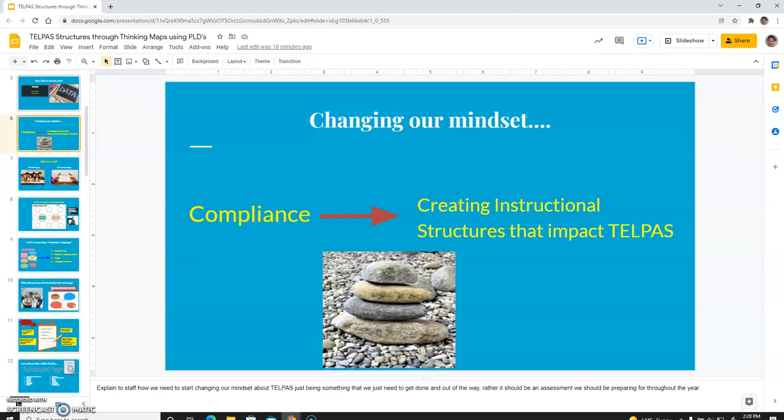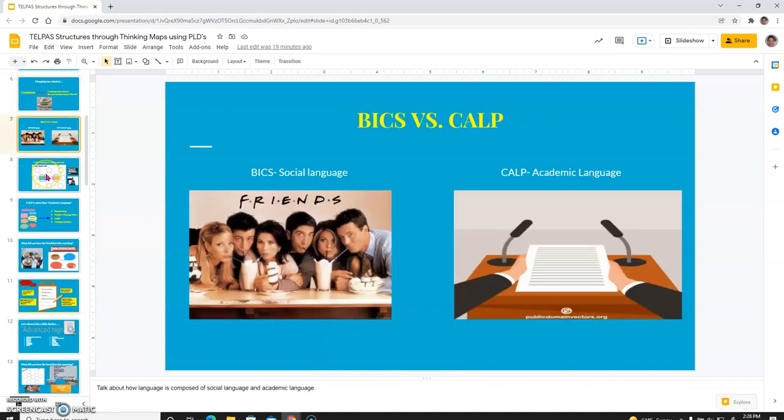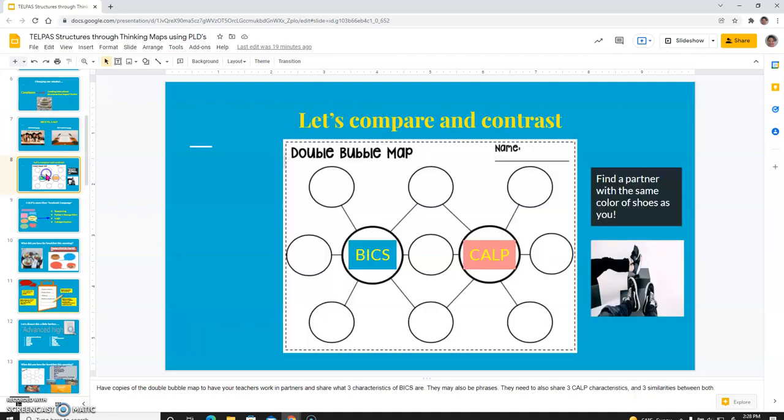But then I also talk about how we need to move away from the compliance thinking mindset to more of we need to create a structured thinking process for our students to be able to perform better in TELPAS, which ultimately is going to help them in their classes for other assignments, because it's language. And the next piece I talk about BICS and CALP, how language is composed of both of those categories.